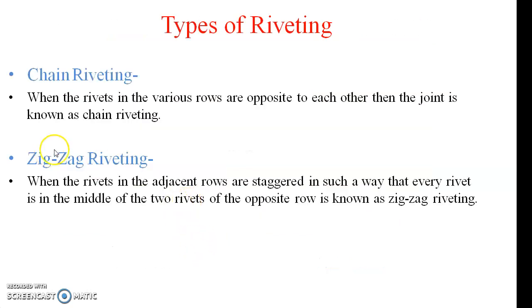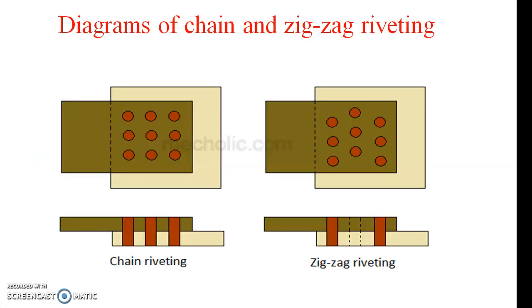So next is zigzag riveting. When the rivets in the adjacent rows are staggered in such a way that every rivet is in the middle of the 2 rivets of the opposite row, it is known as zigzag riveting. I am going to show you the zigzag riveting diagram. Here is also a lap joint, a zigzag riveting joint. In this diagram, one plate overlaps another, and there are also 3 rows and 9 holes.